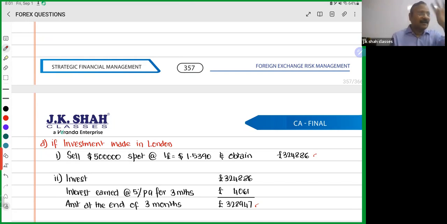Invest those dollars, earn some interest, and the money you get after 3 months in dollars, convert it back into pounds, and you will get pounds if you invest in New York, right? So take this down first. If we invest in New York, we get 329,563.81.